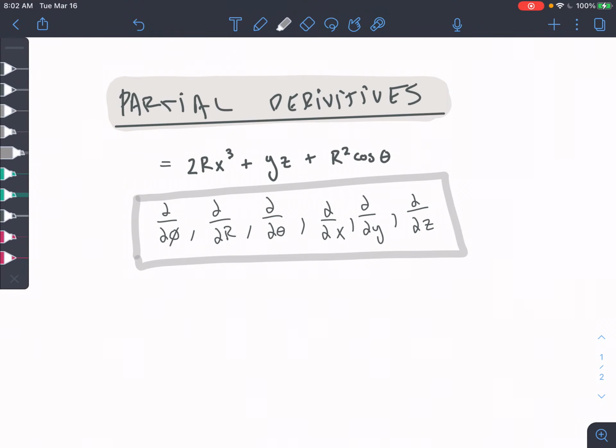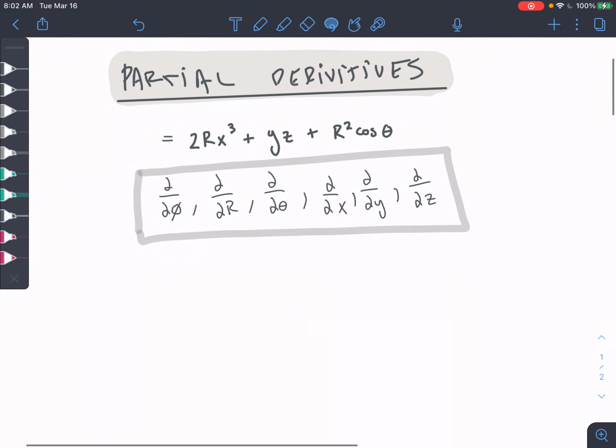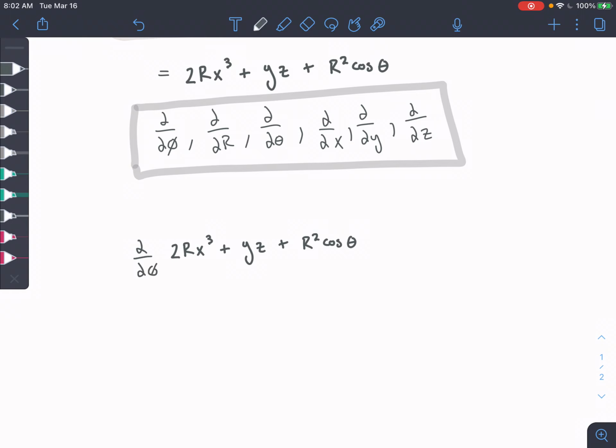Hey guys, okay, so I'm seeing a lot of people currently struggling with partial derivatives, so we're going to go over these and we're going to quickly do all of the partial derivatives that you see in this list on this expression here. So let's start with the first one, d over d phi. So we're going to take the partial with respect to phi of this entire expression.